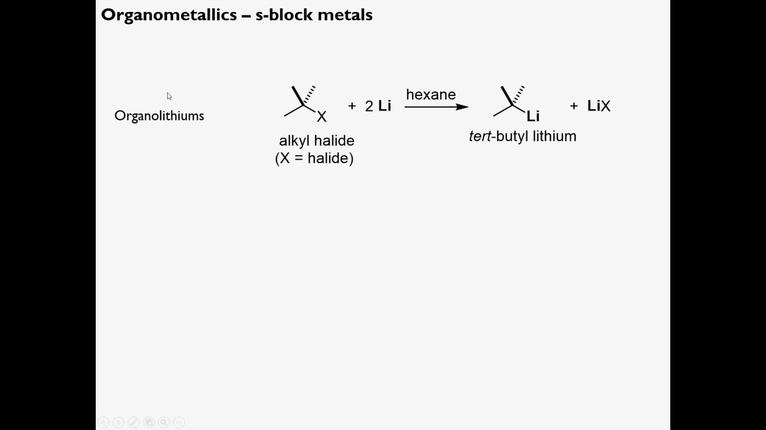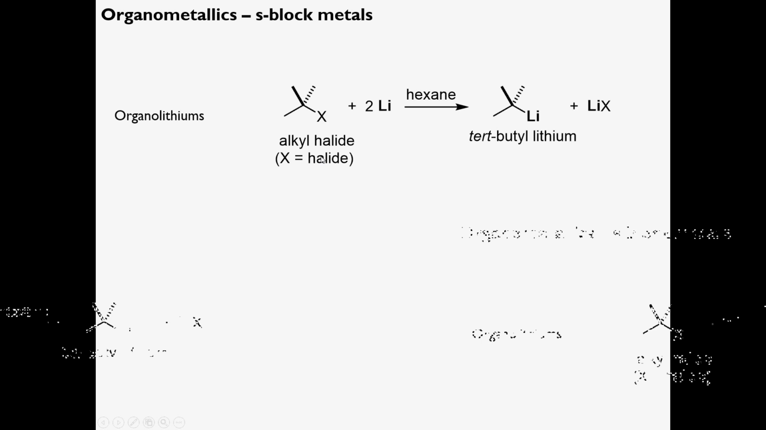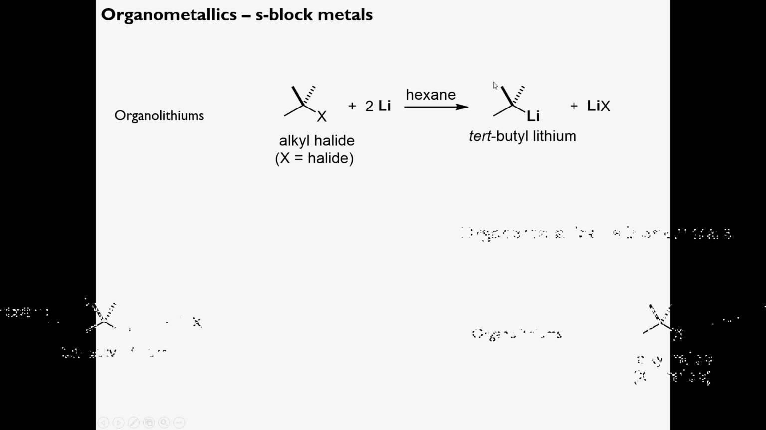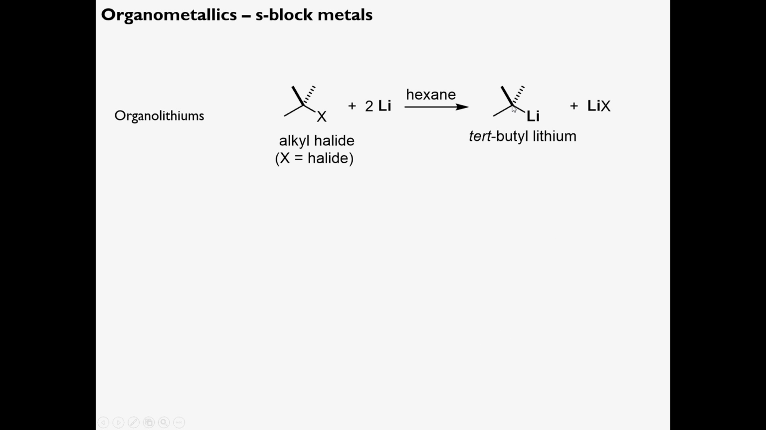You're probably familiar with the idea of organolithium reagents, where we would take some kind of alkyl halide, X is just a halide here, react it with elemental lithium, and we generate, in this case, tert-butyl lithium, where we have a direct bond between a carbon atom and lithium.